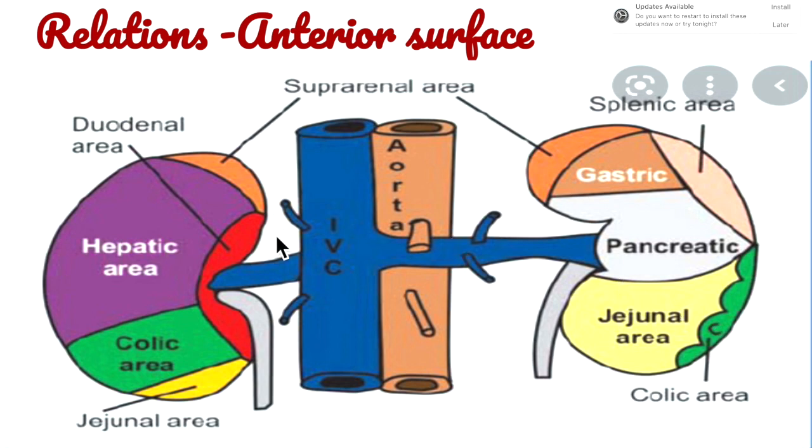Out of this, in the right kidney, the hepatic area and the jejunal area, these two are covered by the peritoneum. Here in the left kidney, the gastric area, splenic area and jejunal area, these three are covered by the peritoneum.